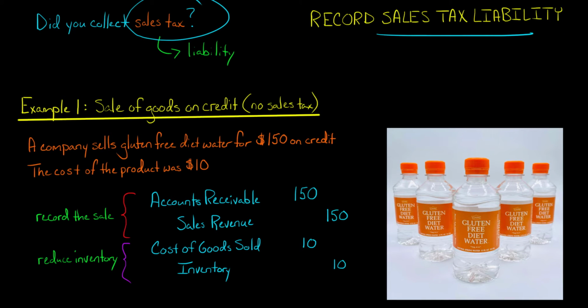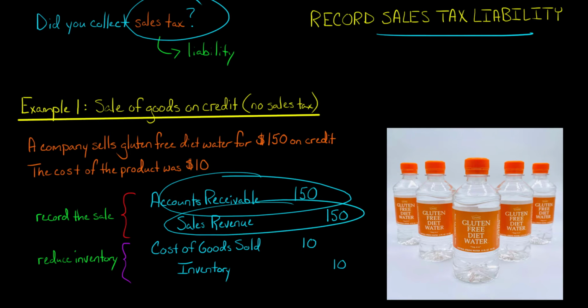And in our first example, we'll assume that a company is selling goods on credit and that there's no sales tax involved. Okay, so a company sells gluten-free diet water for $150 on credit, and the cost of the product to the company had been $10. So our journal entry, first we're going to record the sale. Okay, and we're going to debit accounts receivable for $150, and then we're going to credit sales revenue for $150.